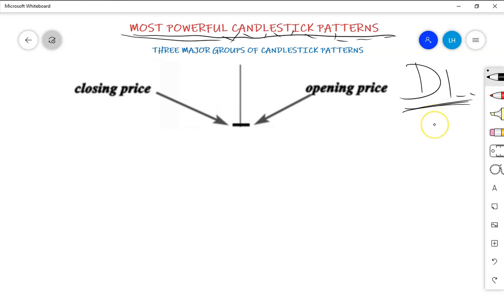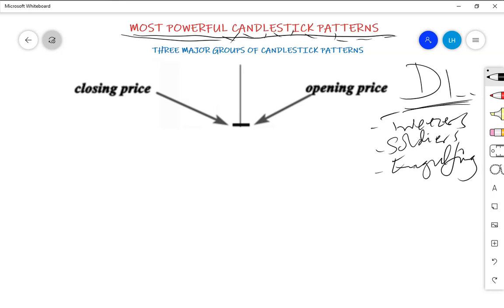In the dual candlestick patterns, we'll discuss things like tweezers, dojis, and then the engulfing. We'll have 3 patterns discussed in the dual category. Maybe I can write them there. So now I'm going straight to those patterns.